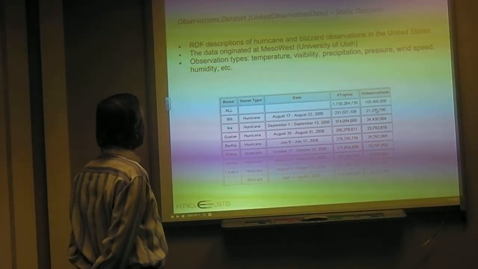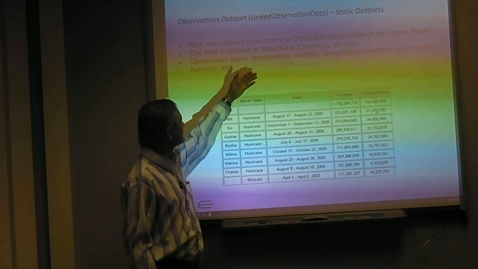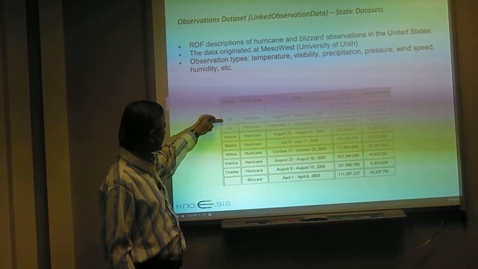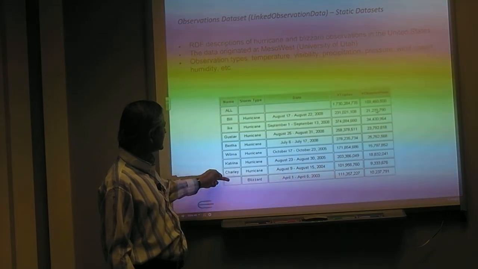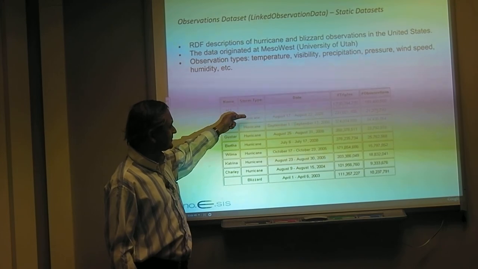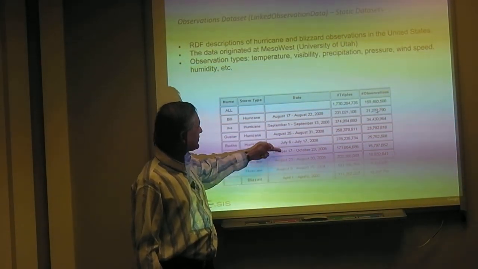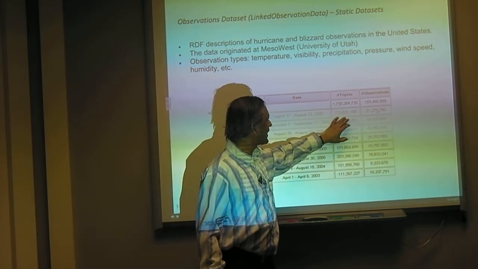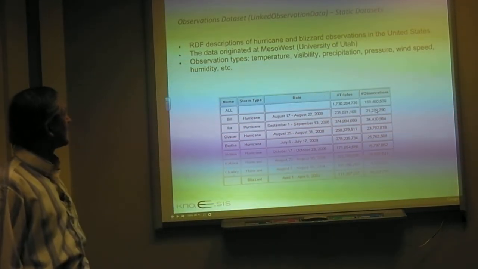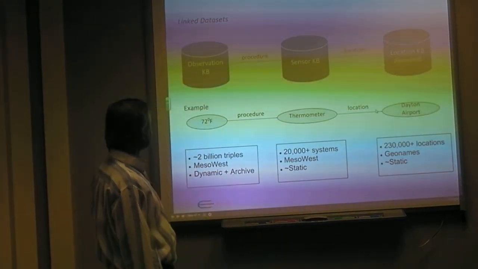Here is an example of the linked observation data that we created. You can see a variety of events. These are hurricanes and a blizzard. You see the type of the event, the date range, the number of tuples we had, and the number of observations that they modeled. You can also see the observation types that we had modeled and so on.